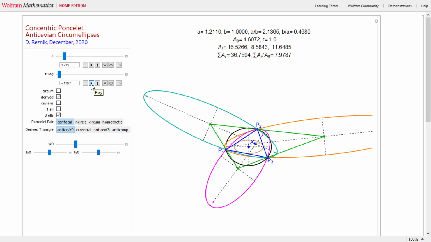So 2 questions remain. Is this provable, first of all, for the cases that were shown here, with the exception of the homothetic, which is trivial, or the first 3 cases: confocal, incircle, and circumcircle Poncelet pairs? A second question is: does this manifest itself in any concentric Poncelet pair? And are there higher-dimensional generalizations for this?